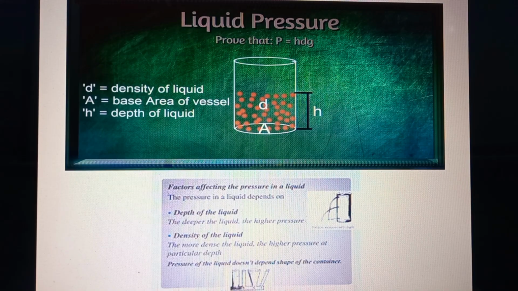Factors affecting the pressure in a liquid. The pressure in a liquid depends on the depth: the deeper the liquid, the higher the pressure. So that's mainly the depth of the liquid. Next, the density of the liquid, how heavy or light the liquid is. The more dense the liquid, the higher the pressure at a particular depth. The other one is that the pressure of the liquid does not depend on the shape of the container.